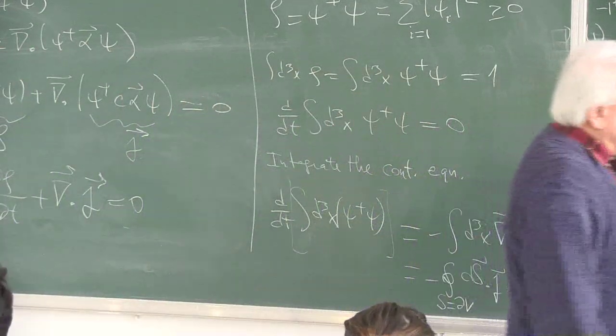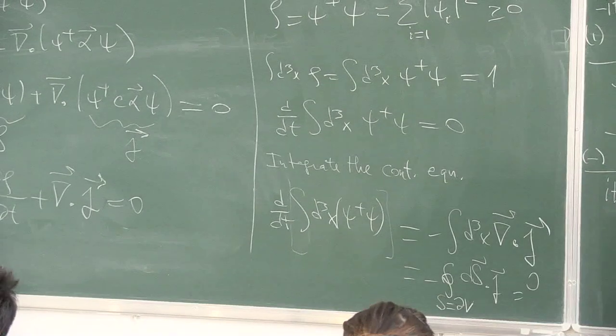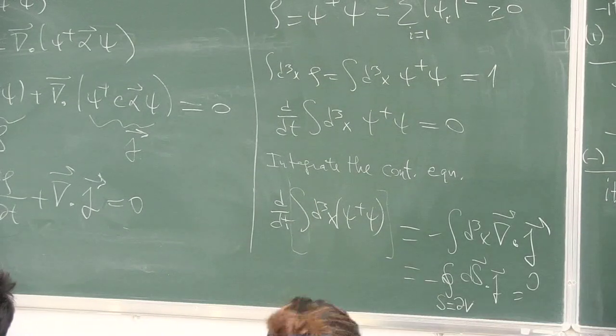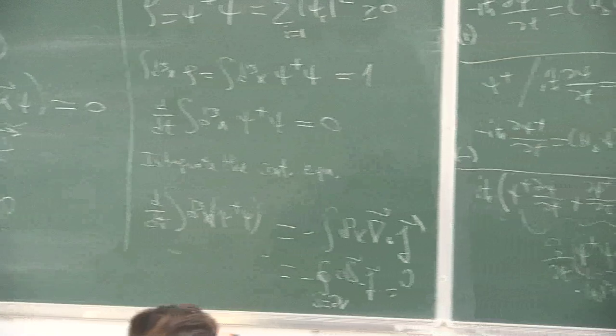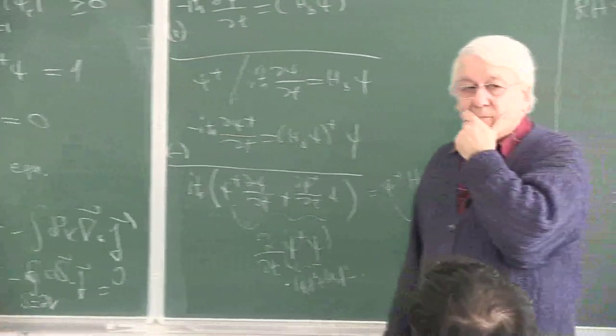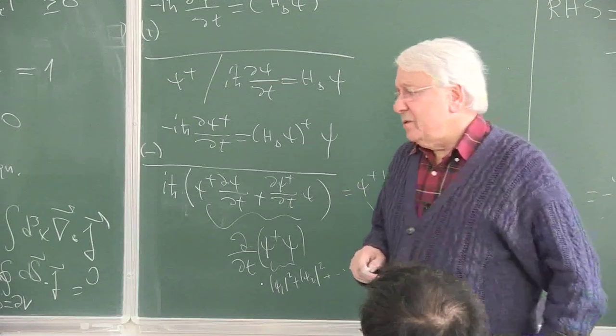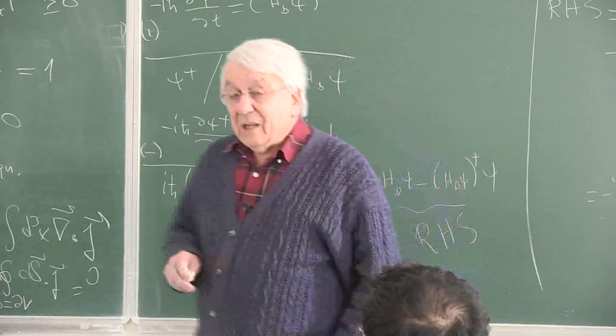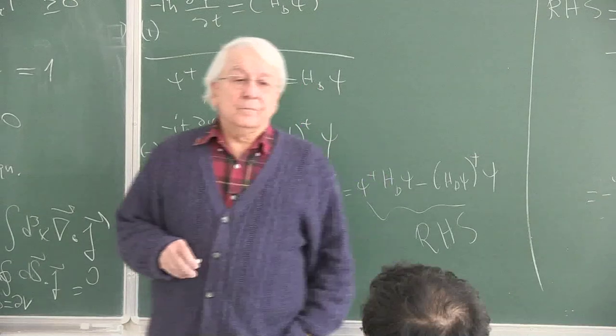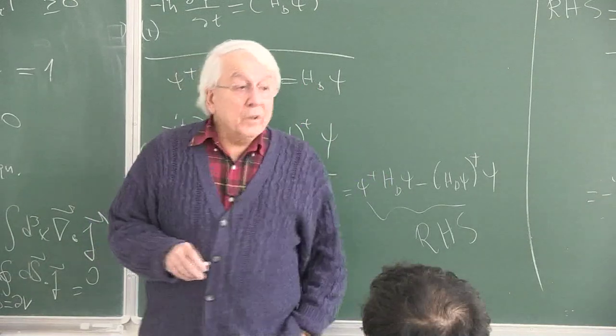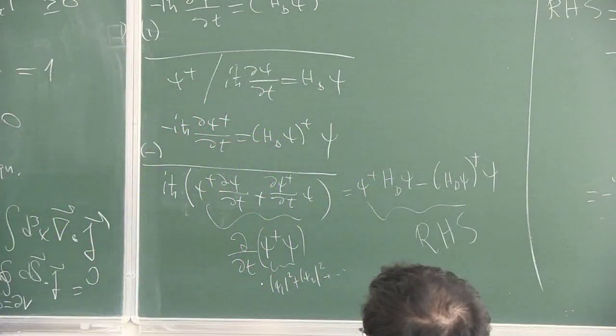Psi is not a scalar. Psi is a column. Psi dagger psi looks like a scalar because a row times a column gives you a scalar-like thing. Is it really a scalar? It cannot be, right? Because look at this equation.